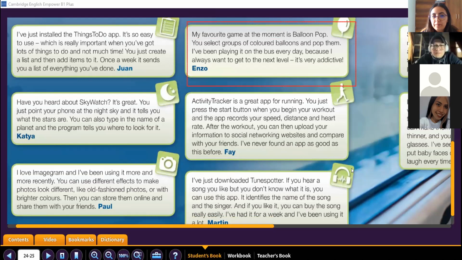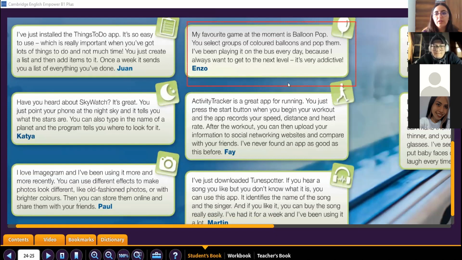My favorite game at the moment is Balloon Pop. You see a group of colored balloons and pop them. I've been playing it every day because I always want to get to the next level. It's very addictive.